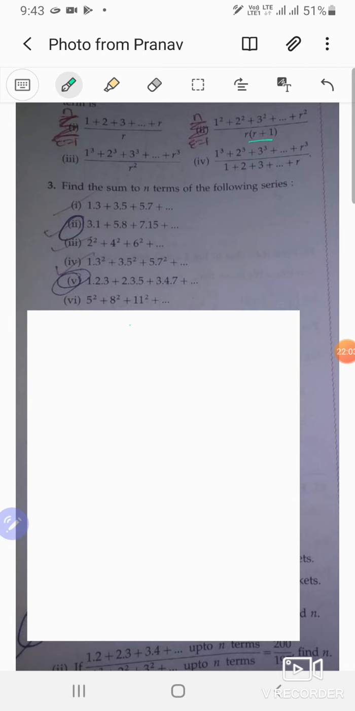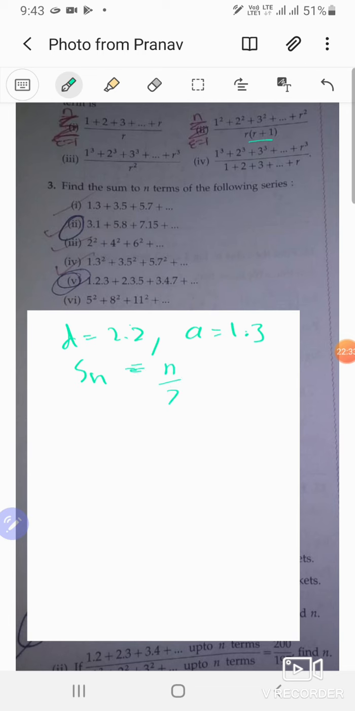What is this? Is there some kind of common difference? So 3.5 minus 1.3 is 2.2. This is also 2.2. Okay, so it's an arithmetic series, no problem. It's just an arithmetic series with the difference being 2.2, the first term being 1.3, and we want to find the sum till n terms of this thing. That's not a challenge at all.